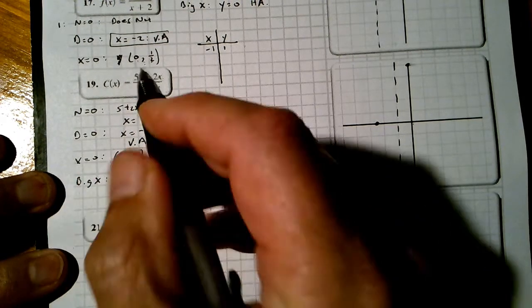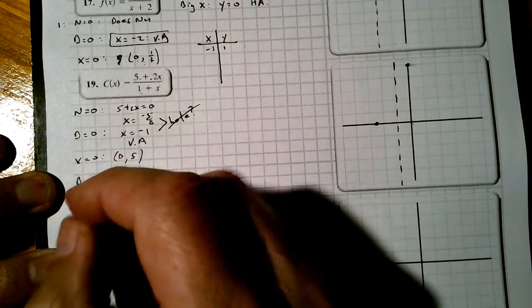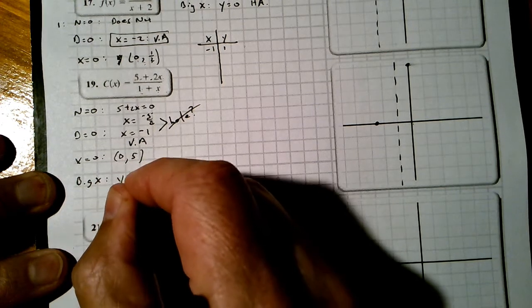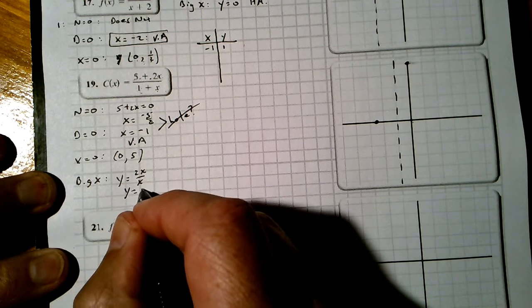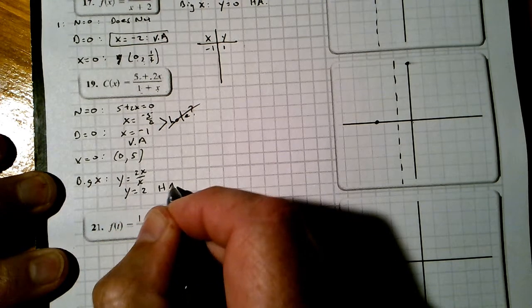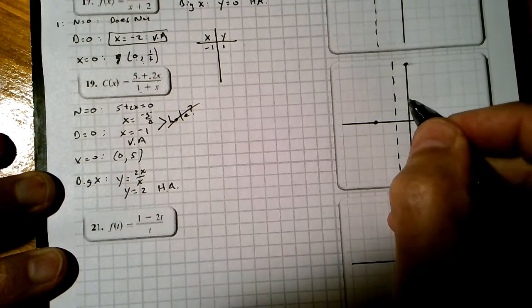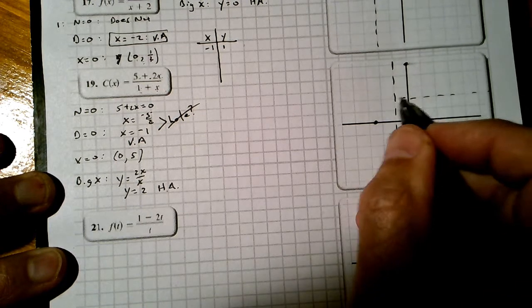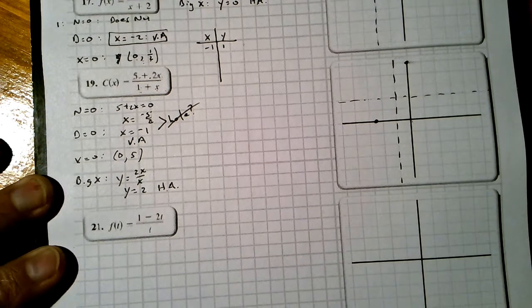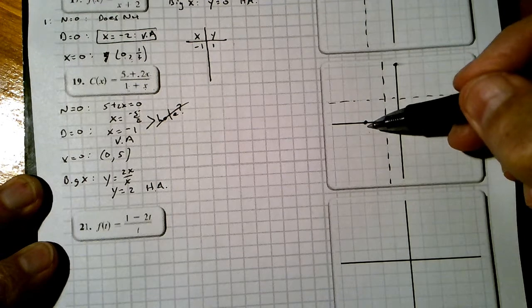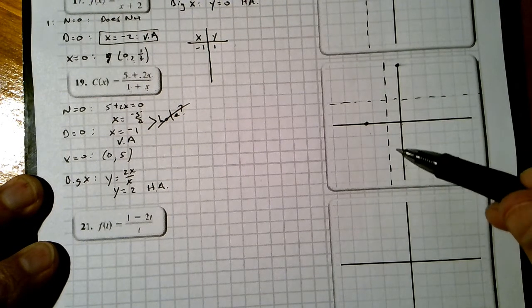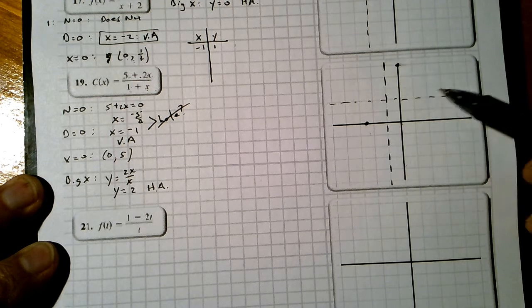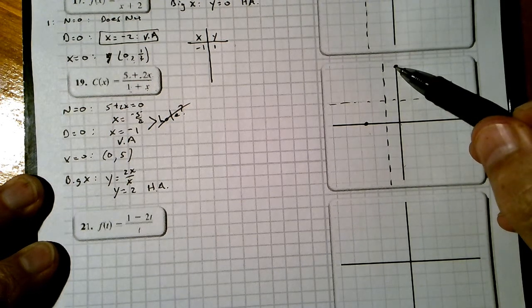Big X test: 5 and 1 become insignificant. Y wants to look like 2x over x when x gets big. That's y equals 2. That is our horizontal asymptote. So mole men, we can only pass through here. It doesn't look like this. I am certain that we're up in here even without that guidance point.